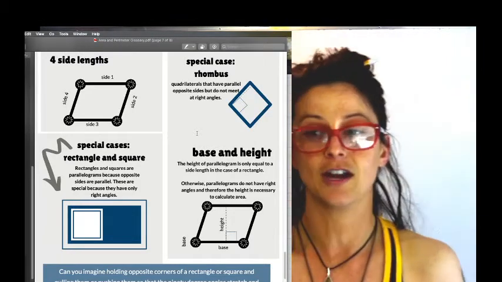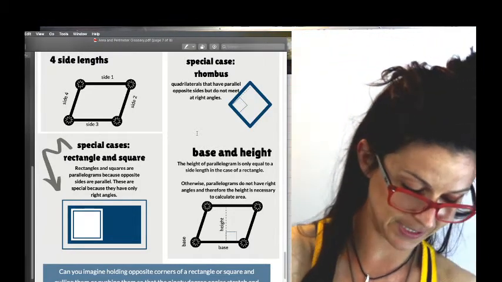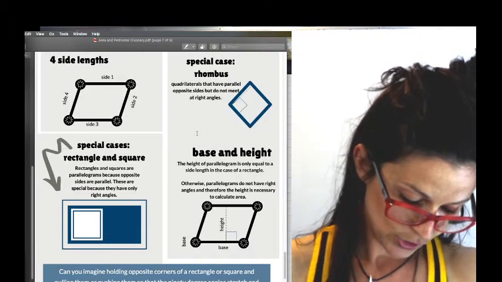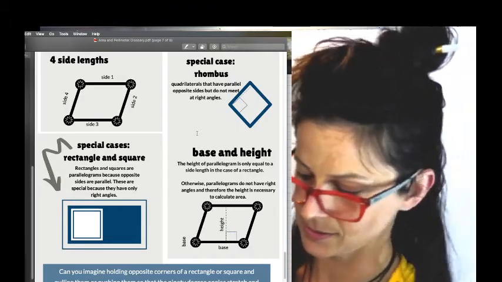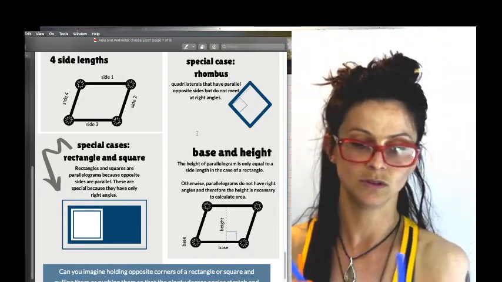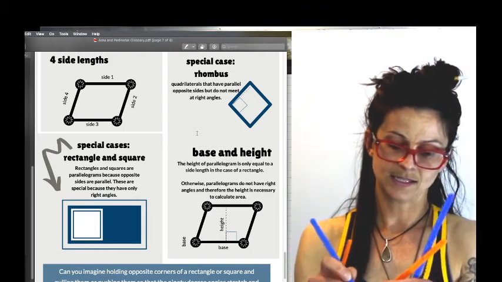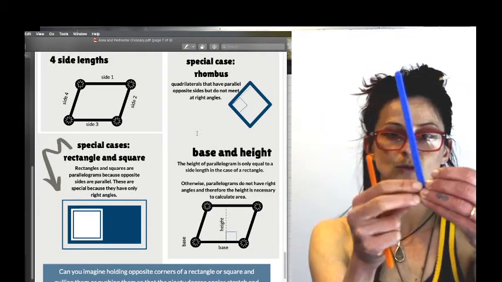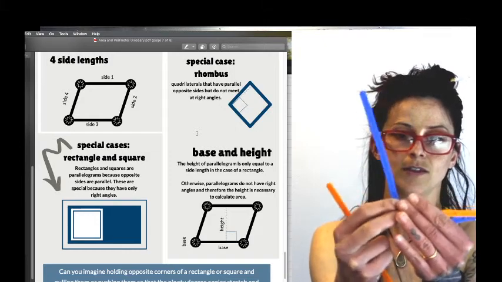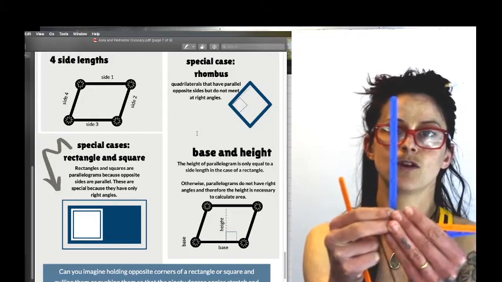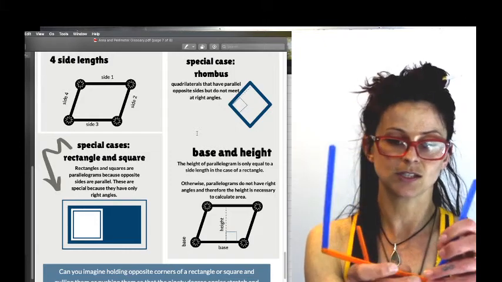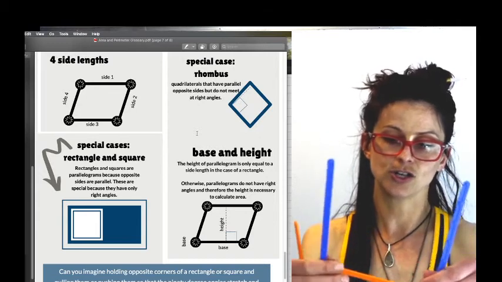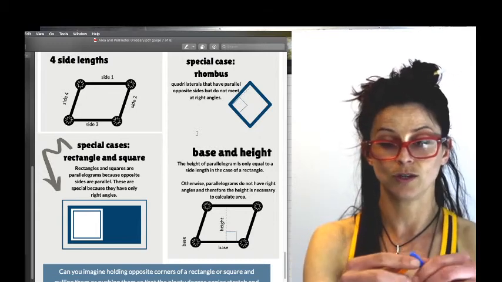Okay, a parallelogram is a quadrilateral that has opposite sides that are congruent. So if I take my Exploragons, these are a great tool, and I pick 2 of the same length, so the 2 blue ones are the same length. They're 1, 2, 3, 4, 5, 6 units long, and the orange are 1, 2, 3, 4 units long.